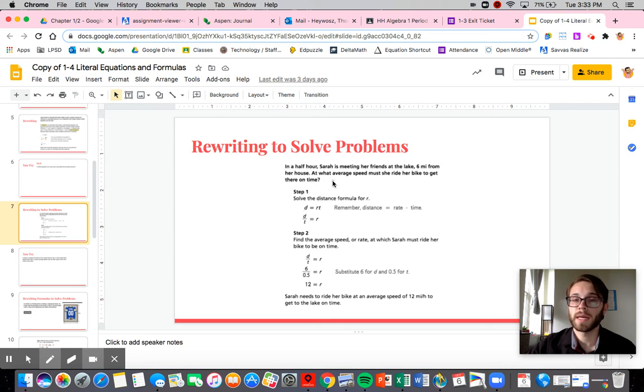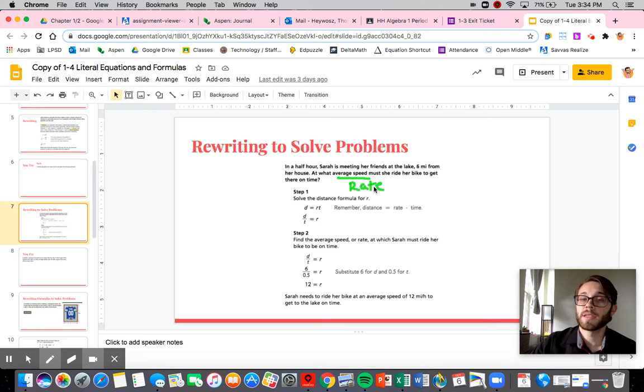And our goal, as it said, what's her average speed? So average speed, if you ever see something like speed or miles per hour or something like that, that is going to be a rate, right? Or meters per second. Usually anything that is something per something is going to be a rate.